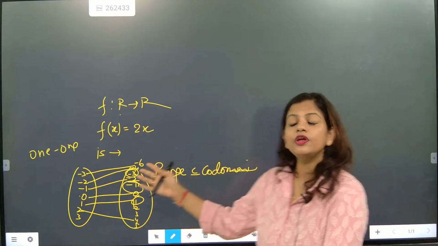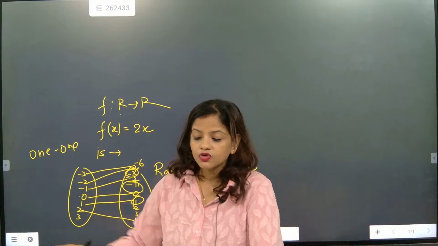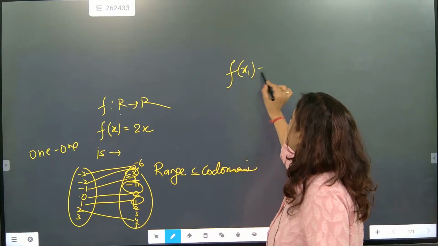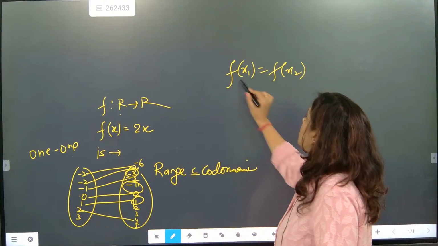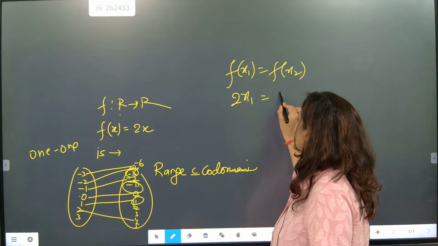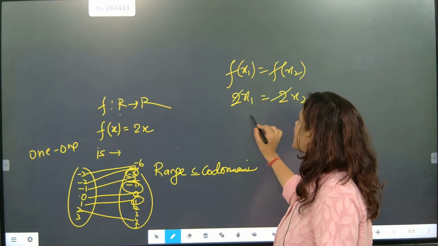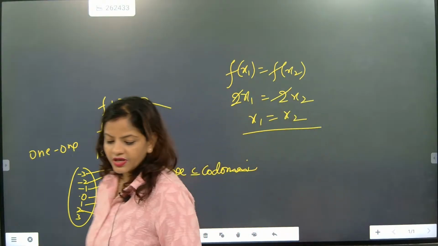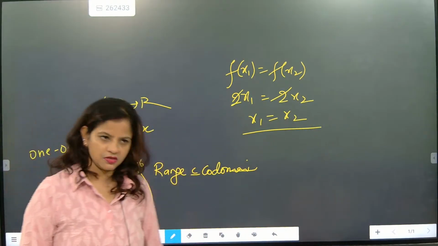Now how are we going to prove it is 1-1? The process of proving starts like this. f of x1 is equal to f of x2. What is f of x1? 2x1. And what is f of x2? 2x2. The 2s cancel, so x1 is equal to x2. Once x1 is equal to x2, this is a 1-1 function. Understood?